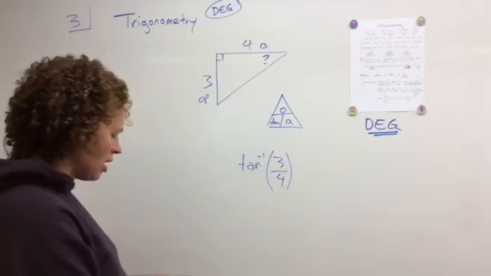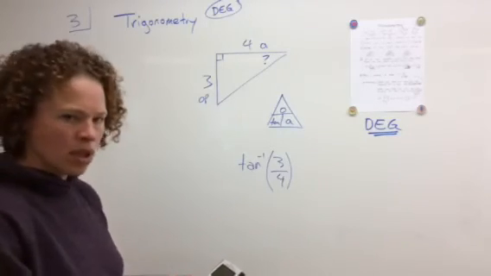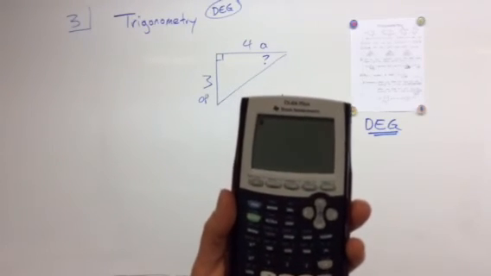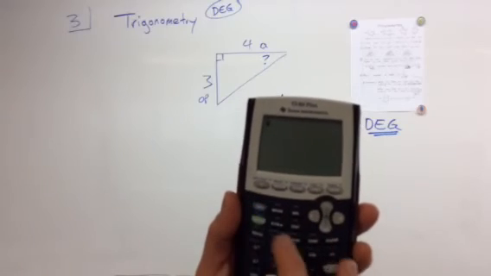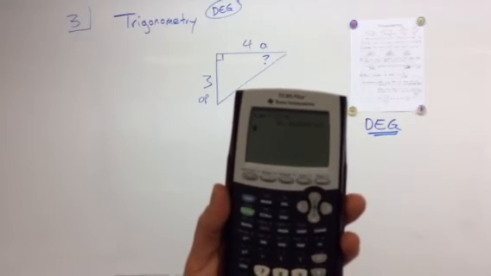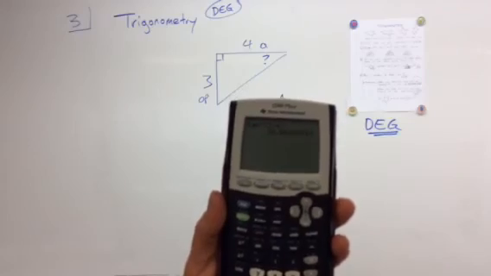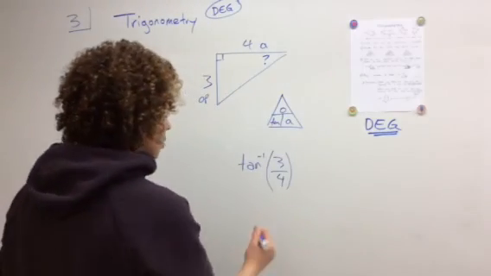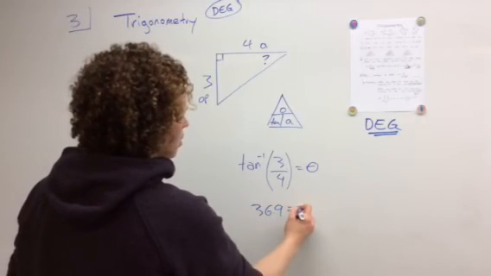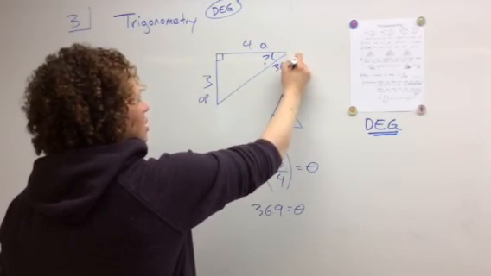And then when I plug that into my calculator, I don't know if you can see this or not, but we're working on it. I'm going to go second function tan, 3 divided by 4, close bracket, and I'm going to get 36.87, so let's go 36.9. So this angle is 36.9 degrees.